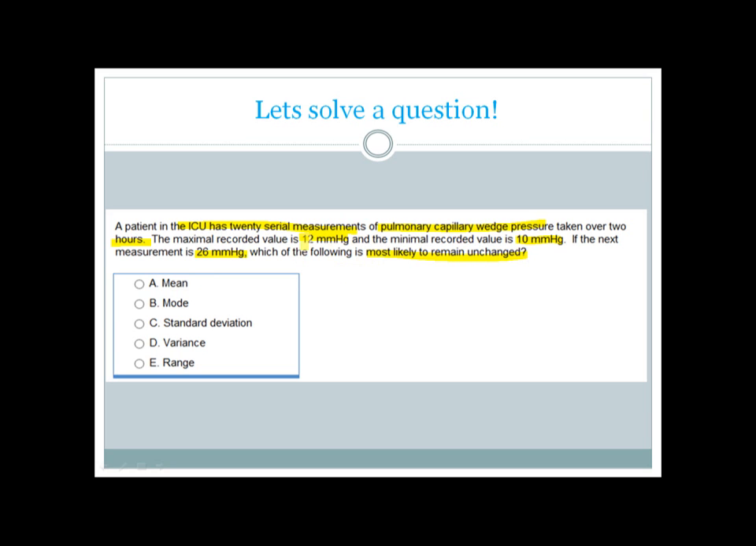Here we can see that the 20 measurements showed a range of pulmonary capillary wedge pressure from 10 to 12 mm Hg. But in one measurement you have a very extreme value, which is 26 mm Hg, and this extreme value is called an outlier. This outlier least affects the mode. So the mode will be the value most likely to remain unchanged when you get an extreme value like 26, an outlier. So I think that solves the question.